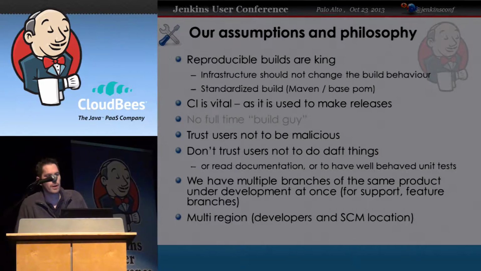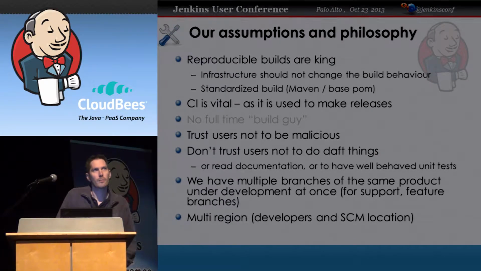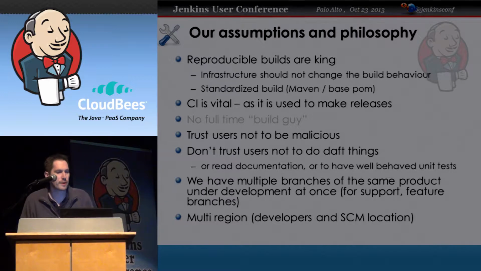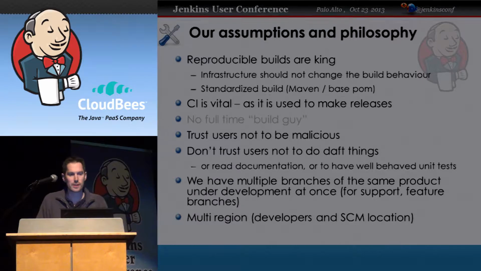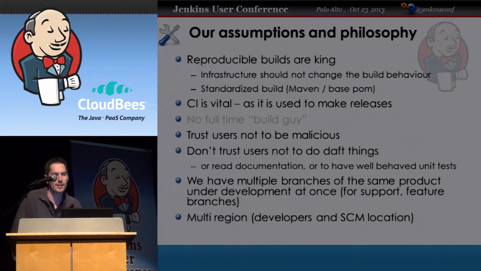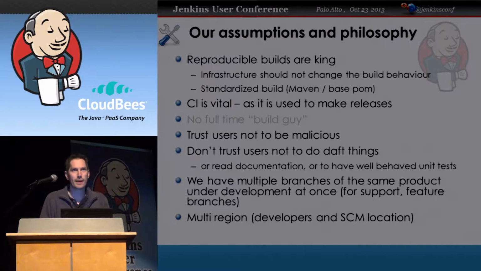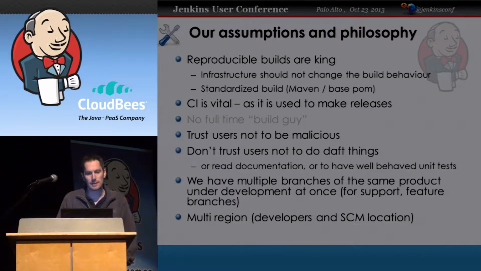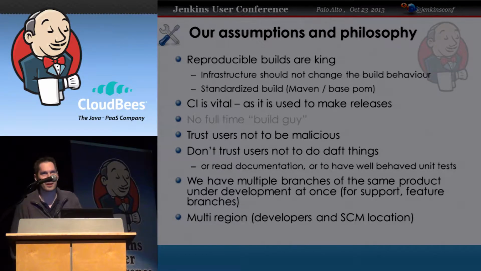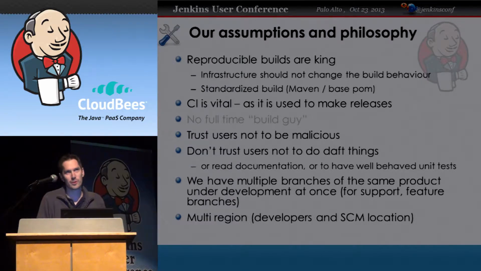So we've got a couple of assumptions and philosophy that goes into our builds. The main one being that reproducible builds are king, and by reproducible I mean repeatable and traceable. Not a lot of that actually impacts what I'm going to say, apart from really that the CI is vital as it's used to make our releases. So if the CI is unavailable, we can't release our software. Developers get a bit angry, or more to the point, the project managers get angry, who then bug the developers, who then get angry, who then bug me.